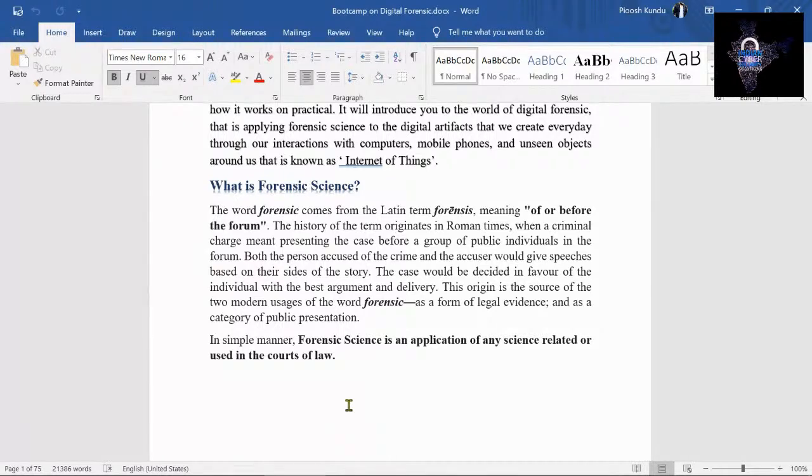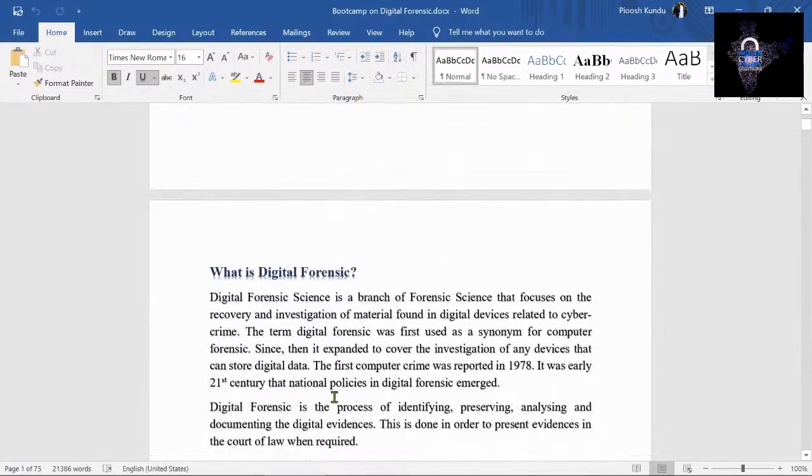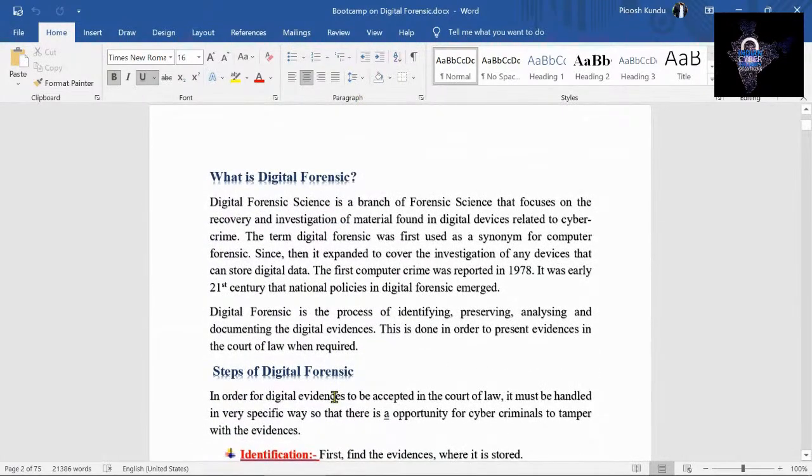That is about forensic science. Now we move to digital forensics. What is digital forensics? Digital forensics is a branch of forensic science that focuses on the recovery and investigation of material found in digital devices relating to cyber crime. The term digital forensics was first introduced as a synonym for computer forensics, but has since expanded to cover the investigation of any device that can store digital data. The first computer crime was reported in 1978. It was in the 21st century that national policies in digital forensics emerged.